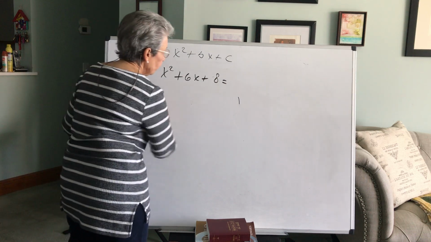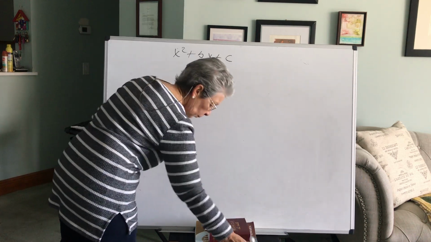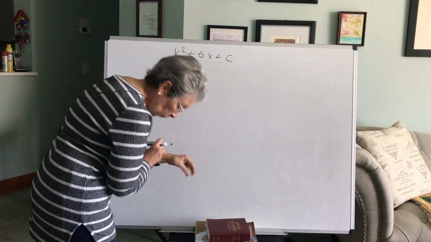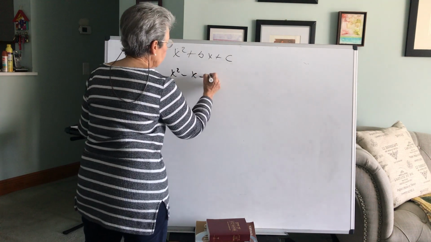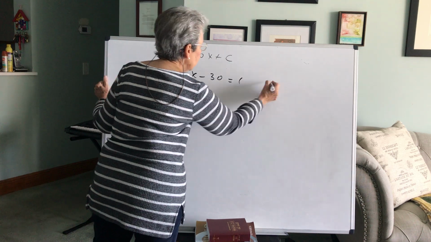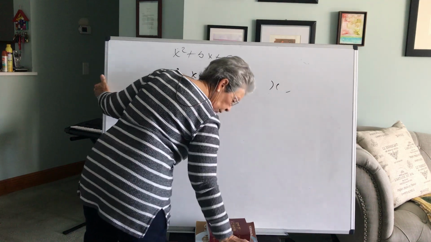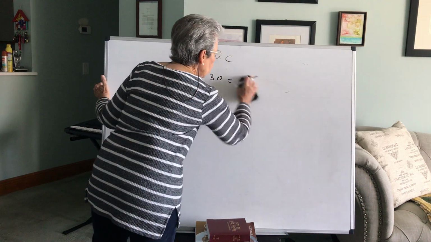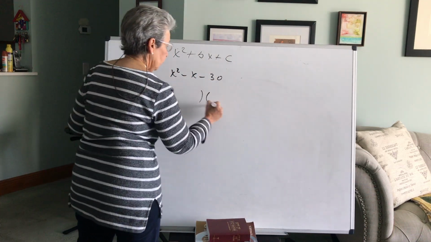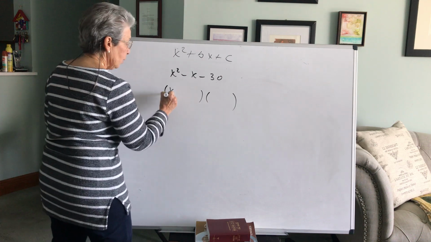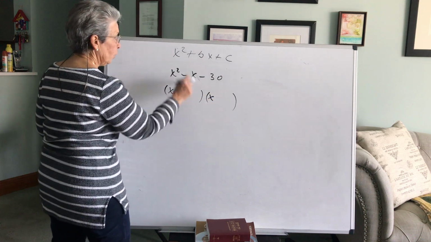Another example. X squared minus x minus 30. X squared minus x minus 30. How to factorize this? Let me write the parentheses below here. Okay, x and x, because when you multiply them, you get x squared.